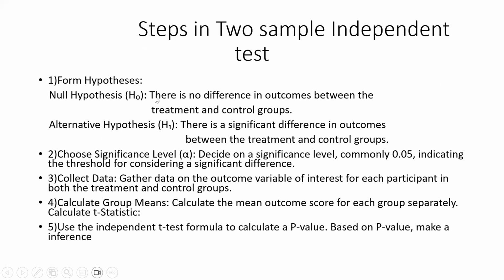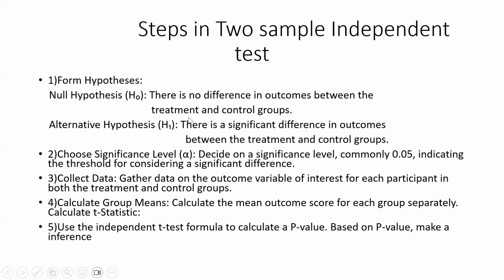For example, Pfizer recently developed the COVID vaccine, right? If Pfizer is developing a null hypothesis, they will write that there is no difference in outcome between the COVID vaccine and the placebo. The alternative hypothesis will be that there is a significant difference in outcomes between the COVID vaccine and placebo.